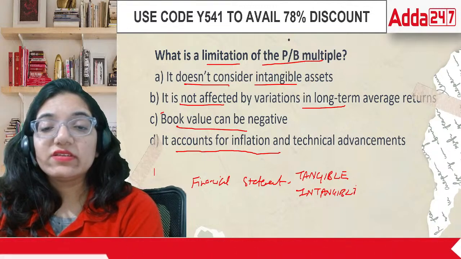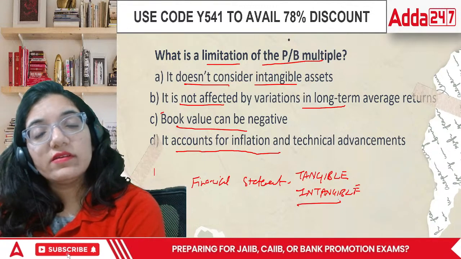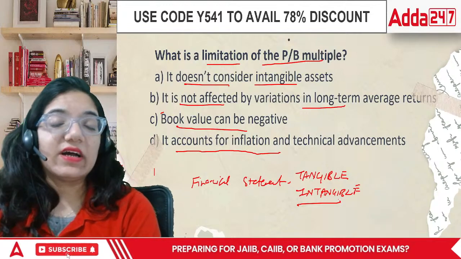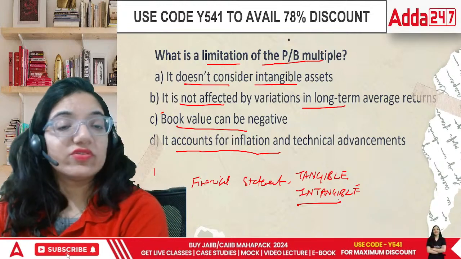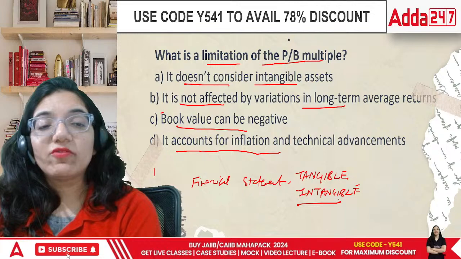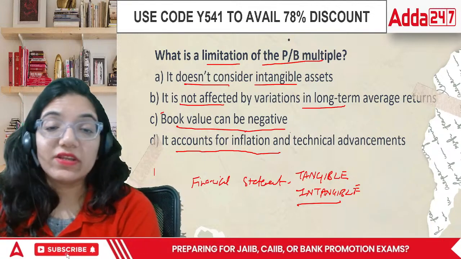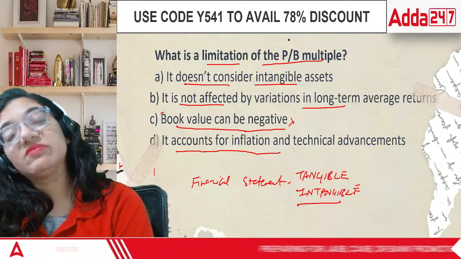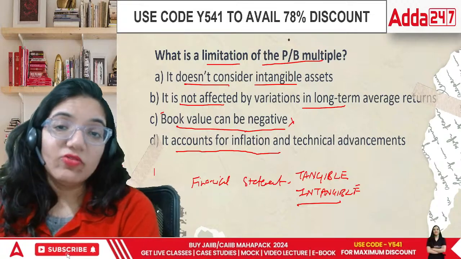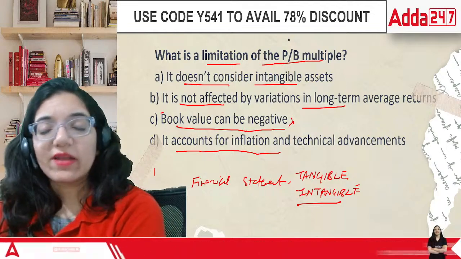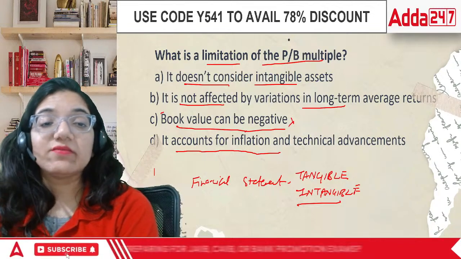But in this case, the intangibles are not considered in PB multiple. So in this case, it is not helpful. Book value can normally never be negative. In normal cases, it cannot be negative unless the company has been considered a very sick unit. Only then will the reserves and surplus and share capital together go negative. That is something that can happen.